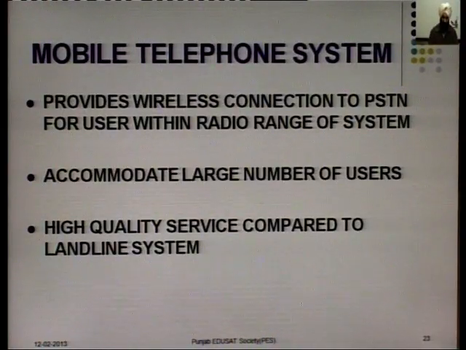It gives only the frequency bands. It allows the frequency to different users, whereas the wired system or wired communication or landline system has some limited scope due to the use of wires, because with the use of wires the capacity or the number of users is limited, whereas in the case of the wireless system or mobile telephone system, this restriction is not there. Then high quality service compared to the landline system.